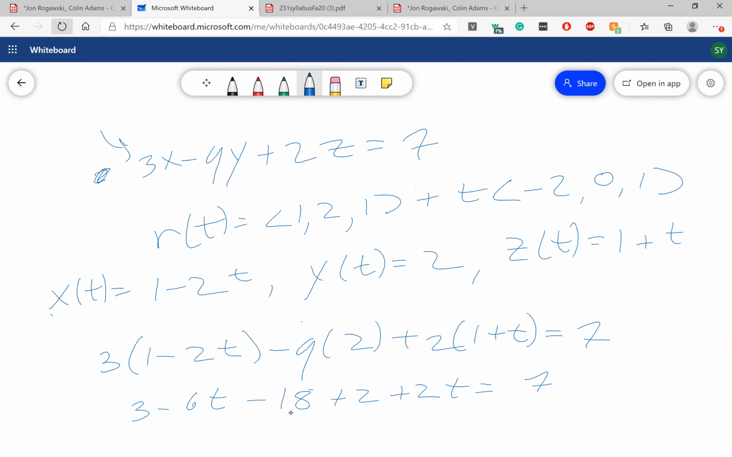So this over here gets us to -13, and then -6t plus 2t, so minus 4t, is equal to 7. That tells us that -4t is equal to 20, which gives us that t is equal to -5.